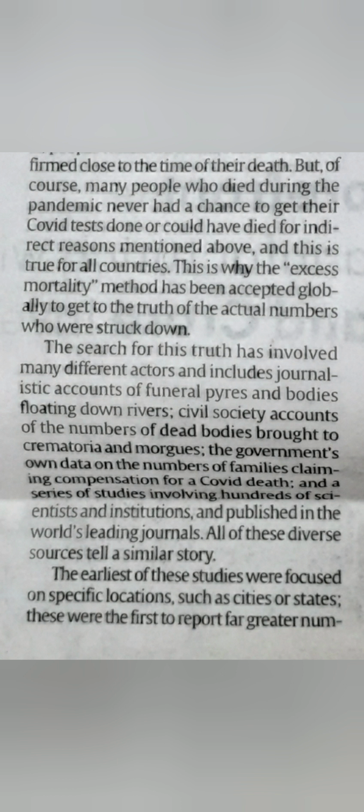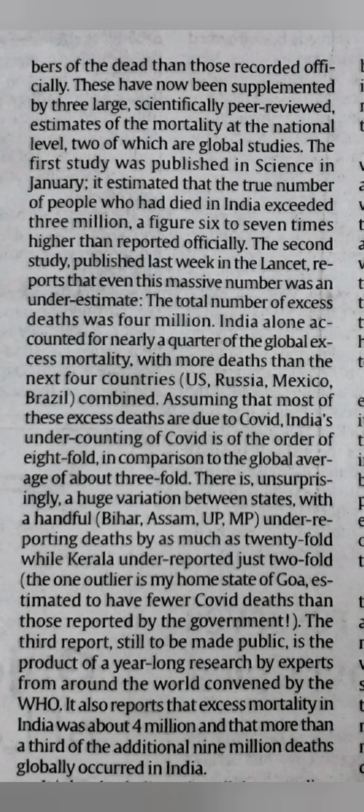The earliest of these studies were focused on specific locations such as cities or states. These were the first to report far greater numbers of the dead than those recorded officially. These have now been supplemented by three large, scientifically peer reviewed estimates of the mortality at the national level, two of which are global studies. The first study was published in Science in January.